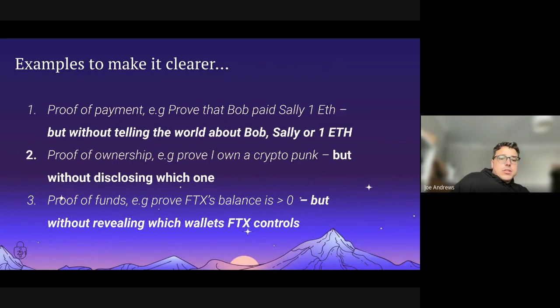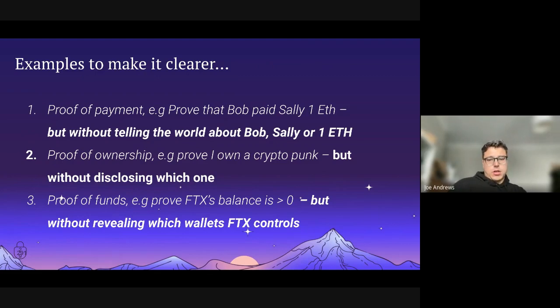So for the payment, we can now prove that Bob paid Sally without revealing to the world that it was Bob doing the payment, or that Sally received the payment, or even the amount. So depending on the application, you may want to prove you bought a ticket without revealing your identity. Those sorts of applications now become possible.